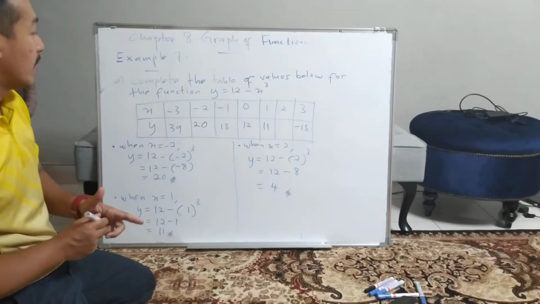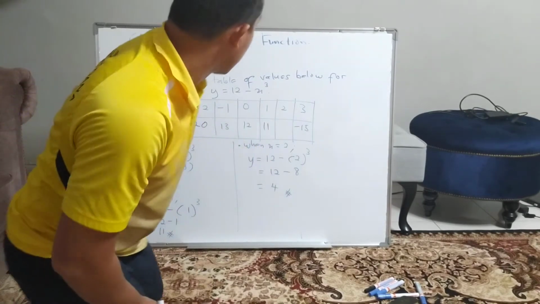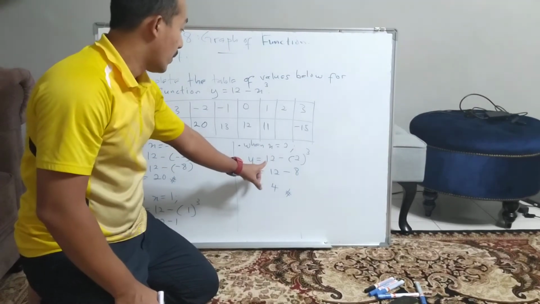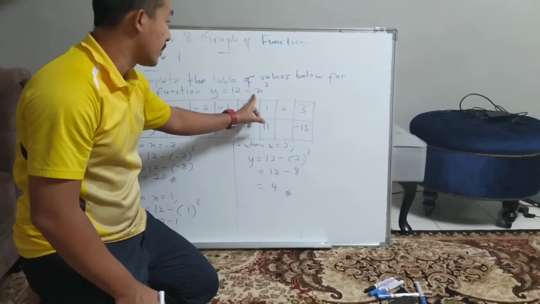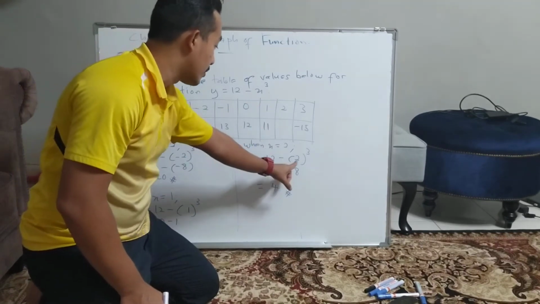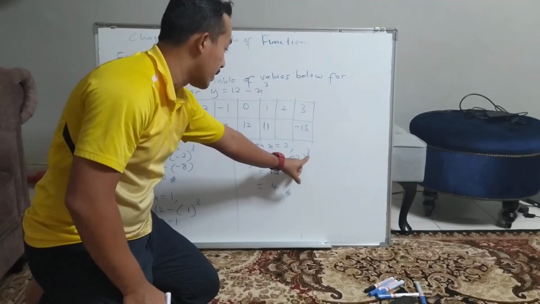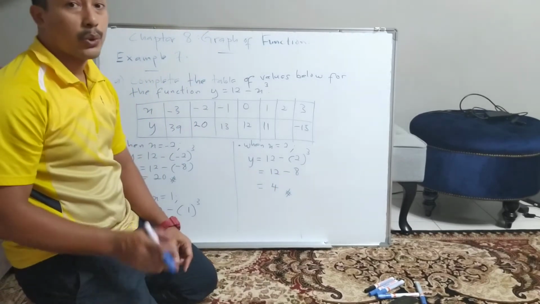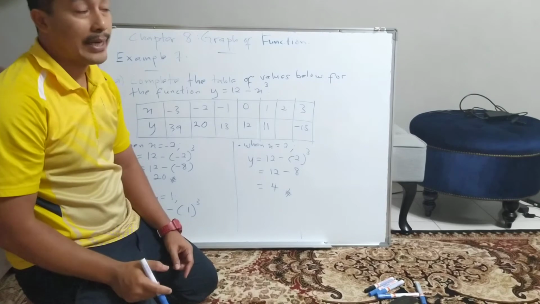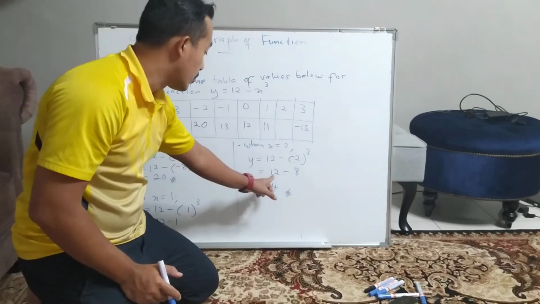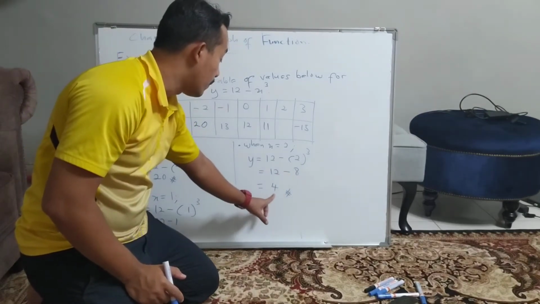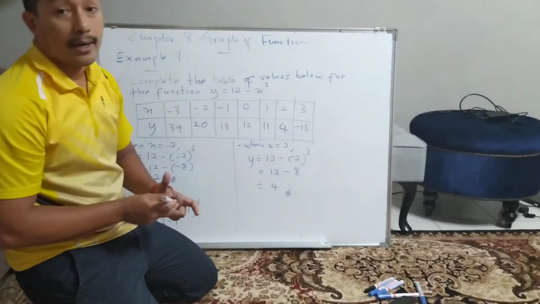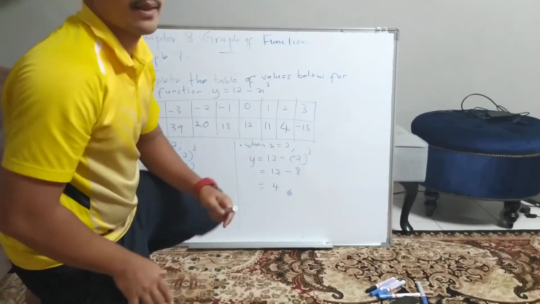The last one, when x equal to 2, y equal to 12 minus x, so x here you substitute with 2, so put a bracket 2, close bracket and power 3. Then equal to 12 minus 2 power 3, which is 2 times 2 times 2 equal to 8. That's why here is 12 minus 8 equal to 4. So the answer here is 4. So we already complete the table of values.